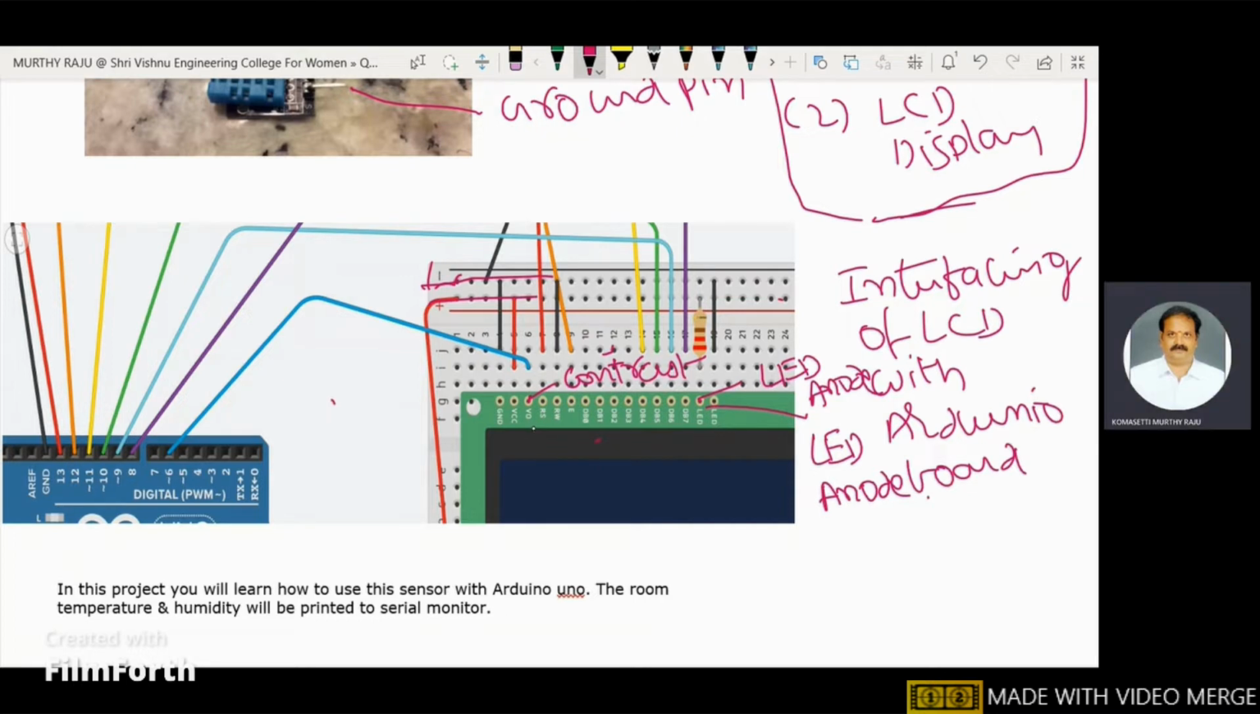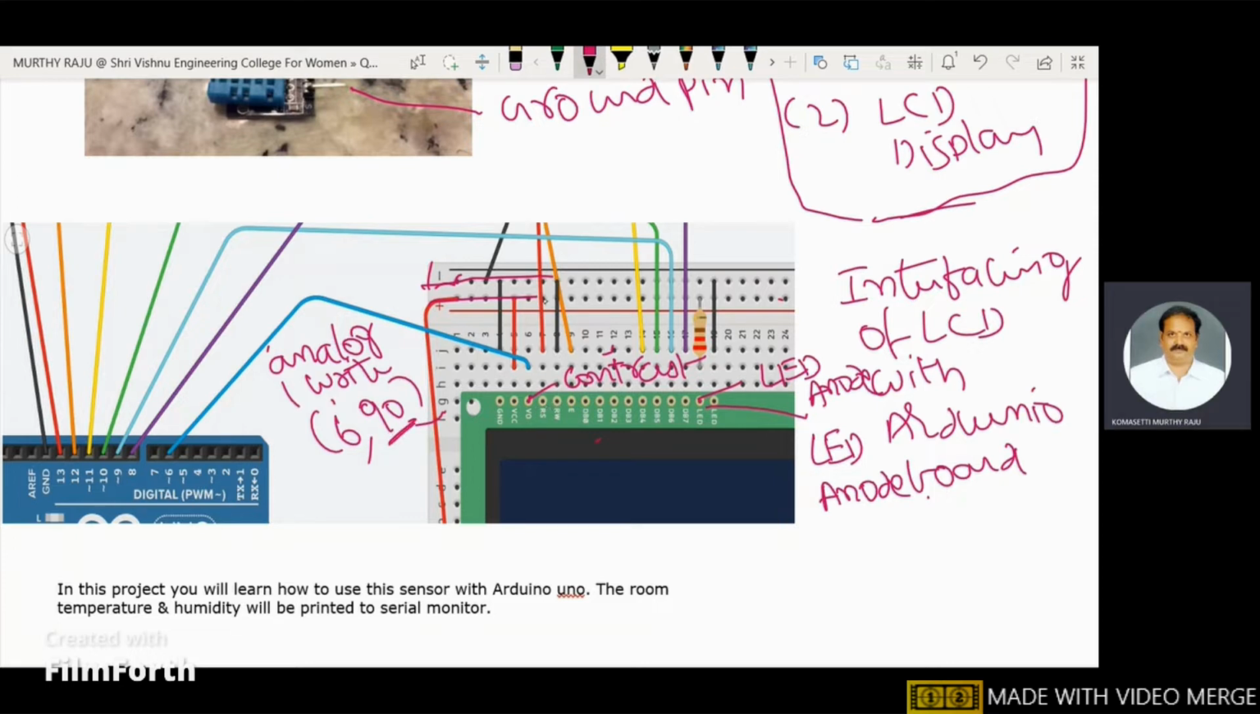V0 is the contrast. Here a potentiometer is used to control the contrast of the LCD. But in this program, instead of a potentiometer, we use the analogWrite function in the code. Assign the 6th pin, a pulse width modulation pin of the Arduino board, to the contrast pin of the LCD. Here 90 is the contrast number.